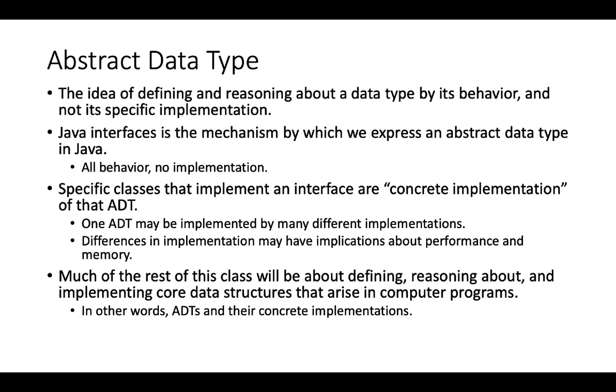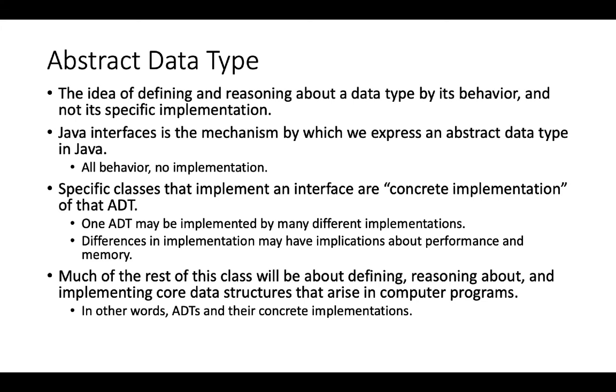But we are going to think about things a little bit more rigorously and formally about what it really means to model data and a data structure, right? So this idea of reasoning about a structure by its behavior without knowing anything about its implementation is this notion of an abstract data type. And that is what a Java interface is. It defines an abstract data type. Specific classes that implement an interface are known as concrete implementations of a particular abstract data type, right?